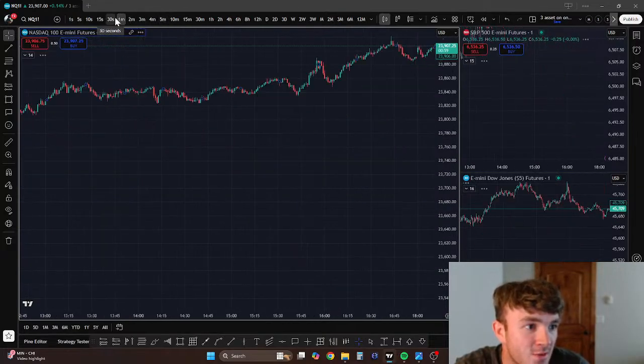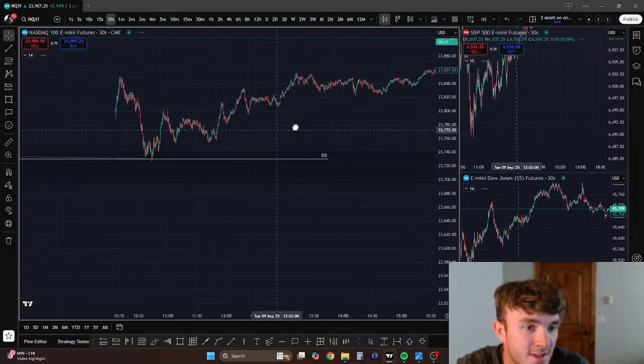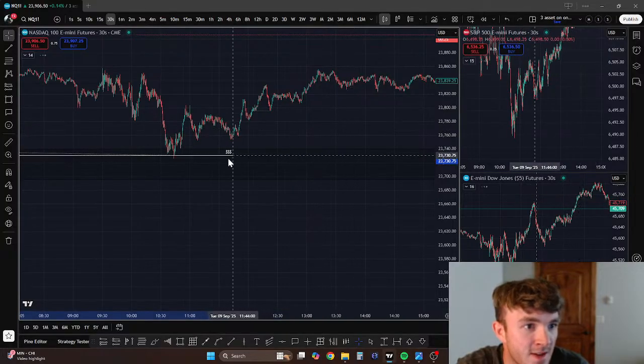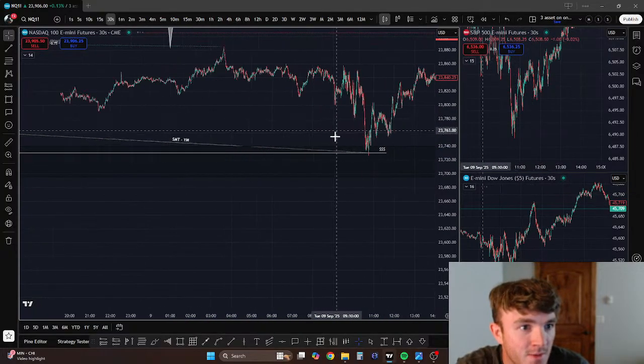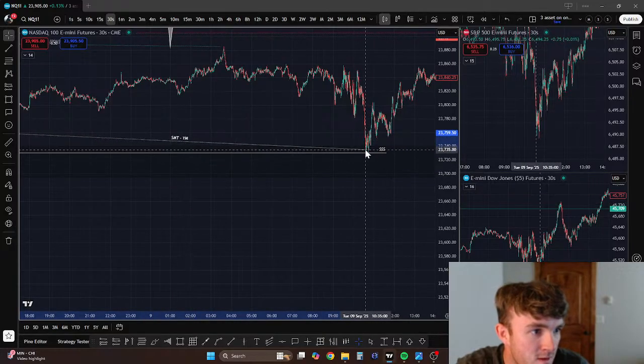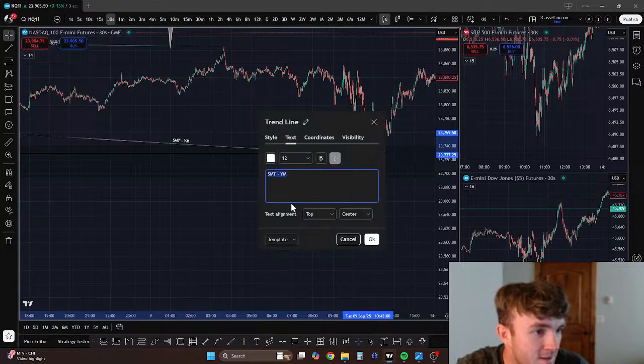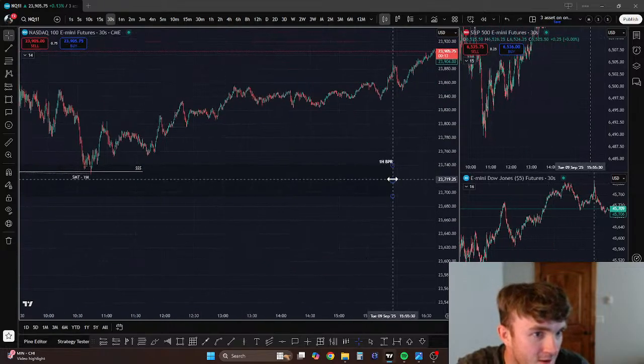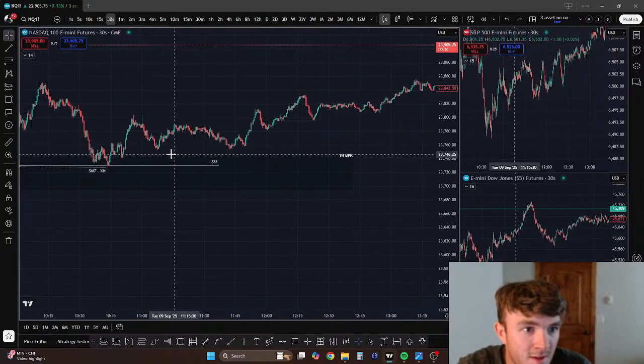So this looks like a 2022 model if I had to guess. This is a textbook 2022 model, guys. I'm not even going to lie. We get S&T with this low, we ended up sweeping out the low, and we get a break of structure.